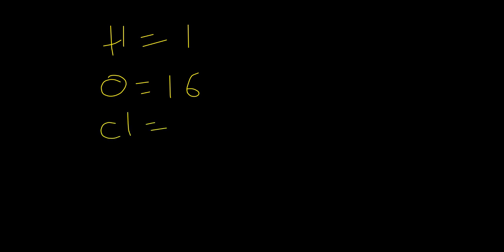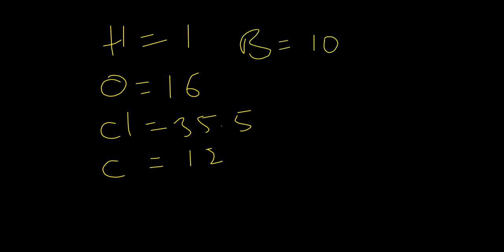Hydrogen has a relative atomic mass of 1. Oxygen has a relative atomic mass of 16. Chlorine, relative atomic mass of 35.5. Carbon has a relative atomic mass of 12. Boron, relative atomic mass of 10.81. Beryllium, relative atomic mass of 9.012. So these are examples of some of the relative atomic masses. You do not need to cram them or memorize them.